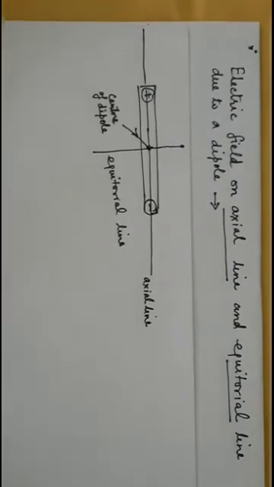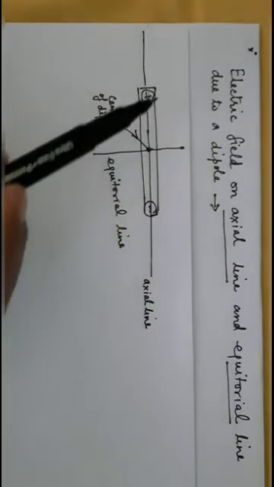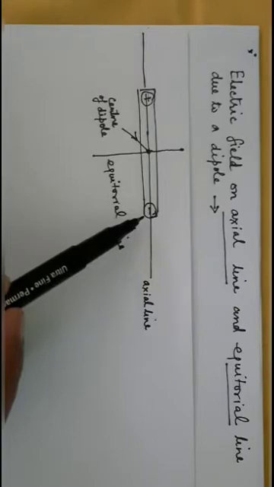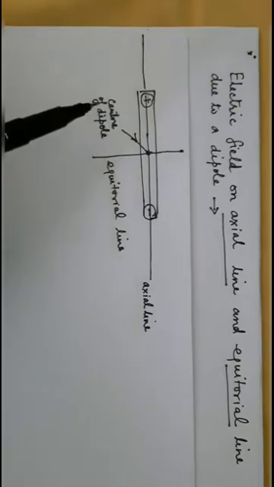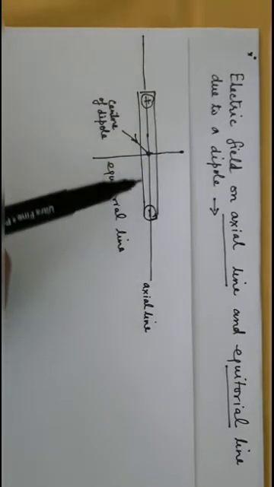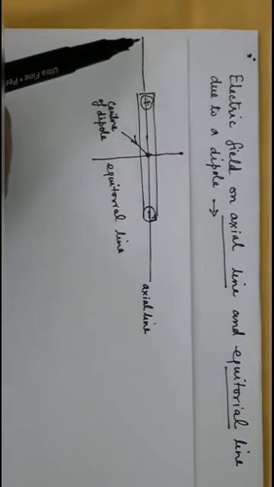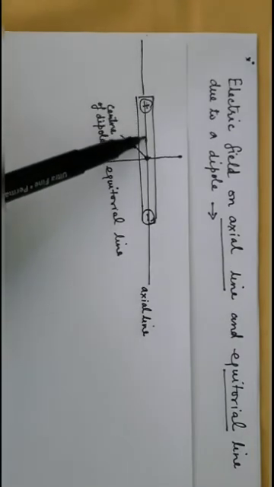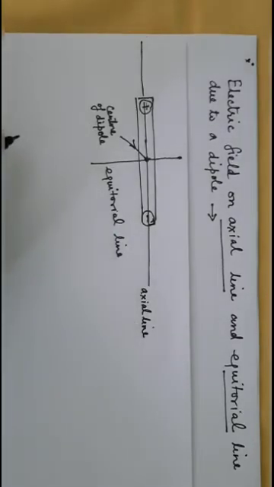Here, this is your dipole having positive and negative charge, and the position of positive and negative charge is fixed. No doubt they have a force of attraction between them, but they do not move by themselves as their position is fixed. Axial line is a line which is passing from positive to negative charge, or a ray or a line which is passing from the center of positive and negative charge is known as axial line.